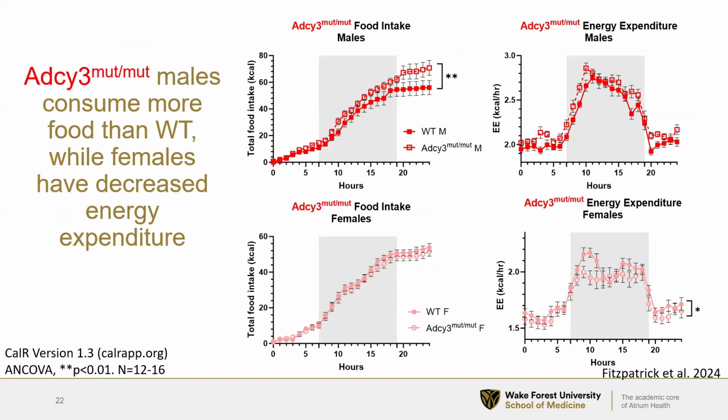We put the animals in the TSE chambers, where you can measure indirect calorimetry and you can measure food intake and several other things. What you can see here is on the top is the males, and you can see that the male mutants are eating more. So that's partially explaining their increased fat pad size. There's no difference in the males in energy expenditure. If you go to the bottom, the females are not eating more, but they have decreased energy expenditure.